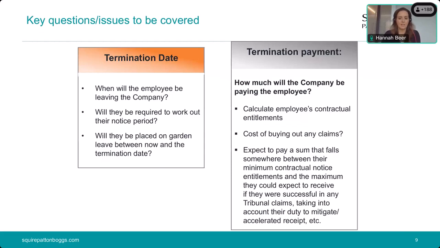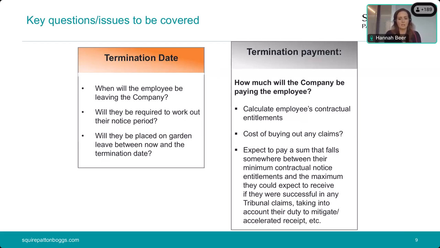And then the key question: how much should the company offer in any negotiations? As everybody will be aware, obviously that is a commercial decision, but it does depend on things like the employee's rights under the contract, so their notice pay and benefits, the amount of time that it would take them to get a new job, so that might be linked to any specialist areas or senior employees, and the strength of any potential claims that they might have.